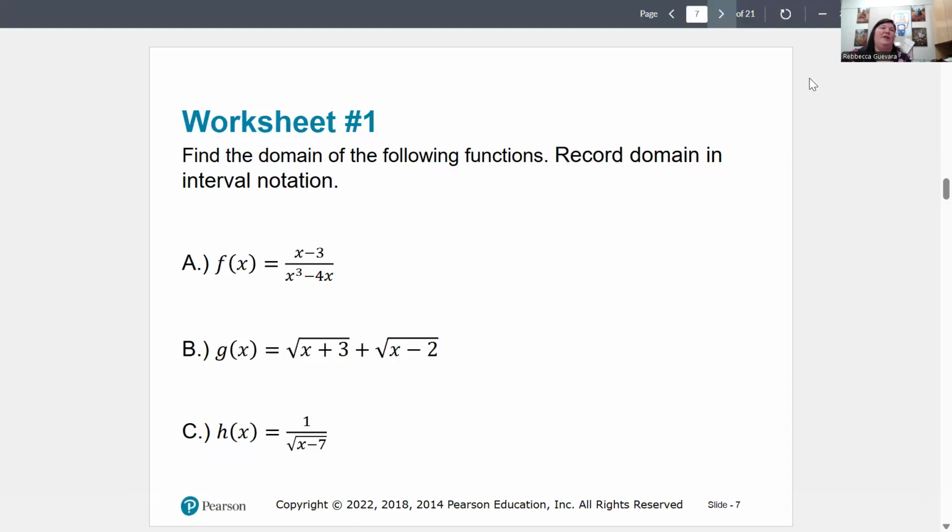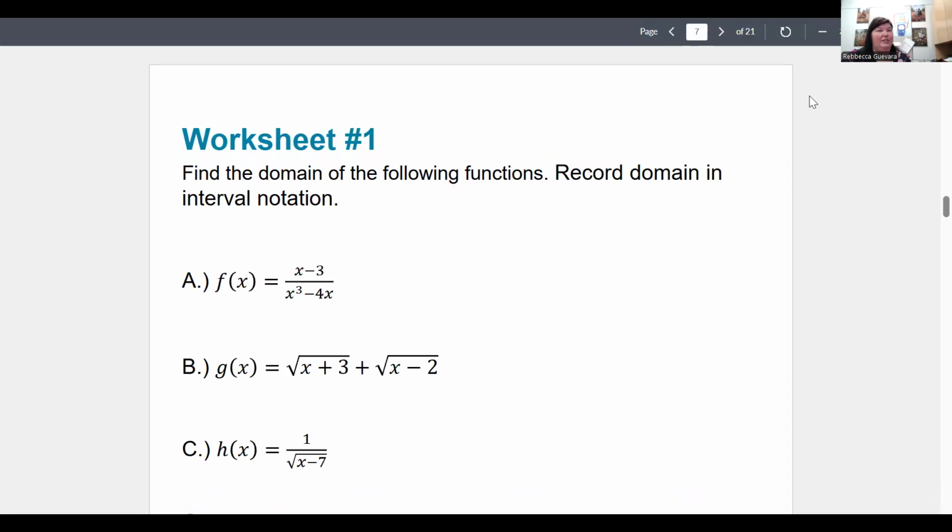Bear in mind that when you're trying to find your domain, you're trying to make sure that the function is defined for all values of x. So these are just a couple scenarios to look at. You might have to think about it a little bit. You're going to make sure that whatever your x value is, every part of the function is going to stay defined. The first one's easy. These ones may take a little extra thinking about.